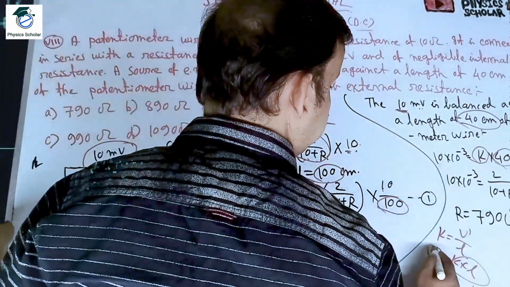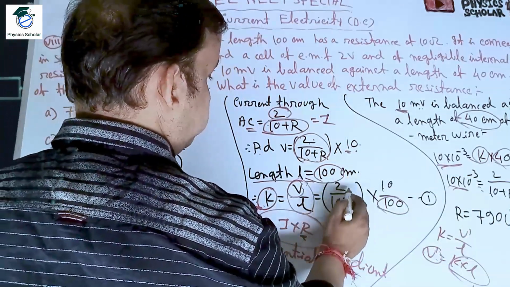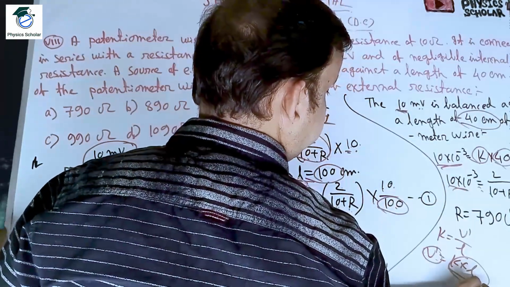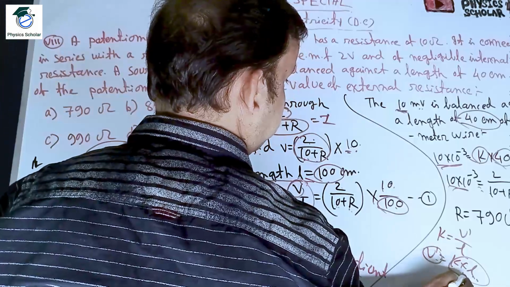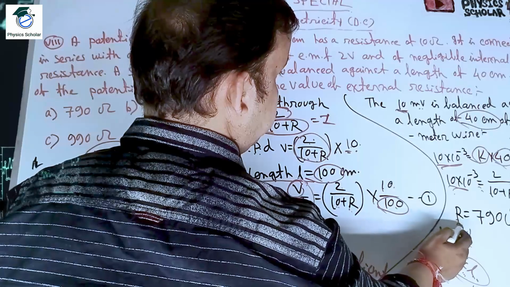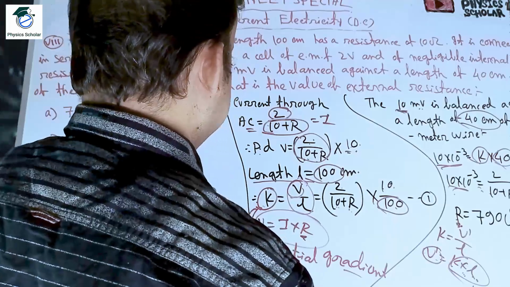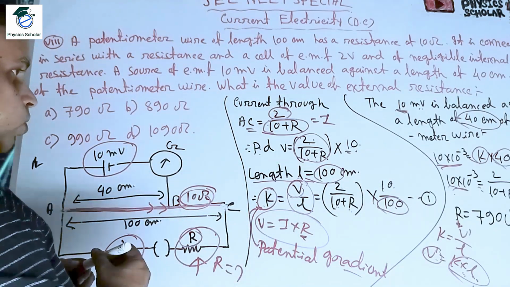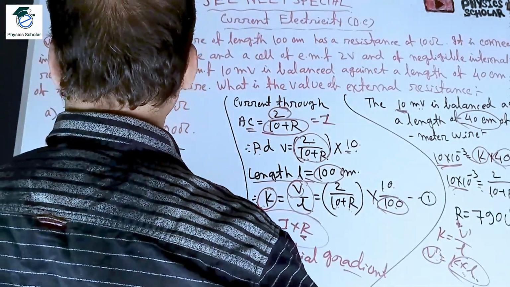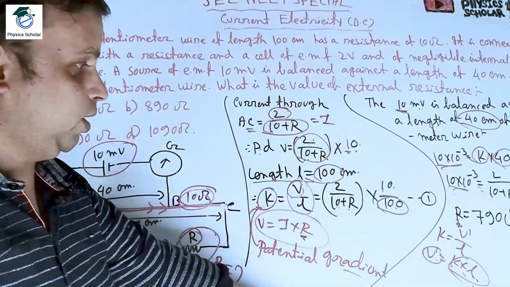So now what is the value of V dash? 10 into 10 to the minus 3 is equal to the value of K from equation 1, that is 2 by 10 plus R into 10 by 100, into 40. So that means 40 by 100. Clear? So after calculating, we are getting the value of capital R equal to 790 ohms. The value of capital R will be 790 ohms. So that will be the answer of this problem.